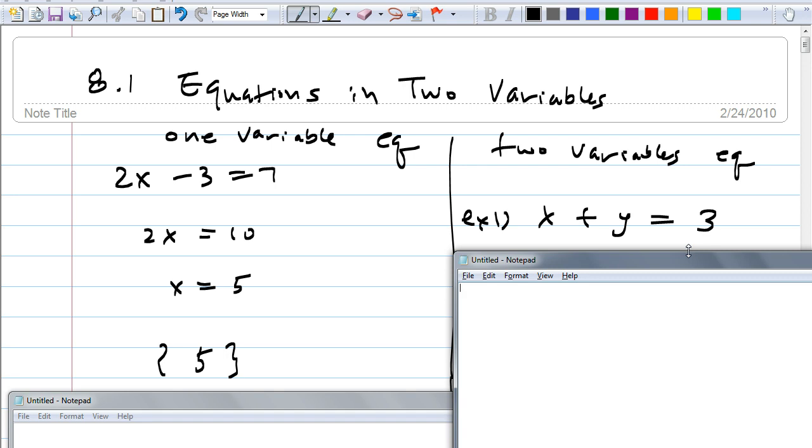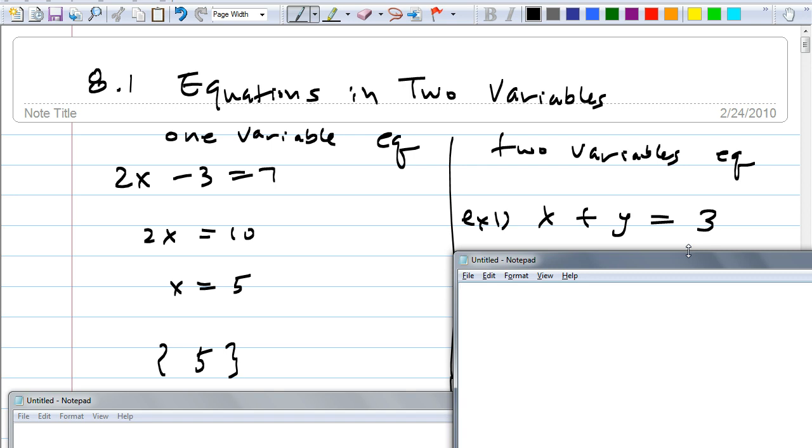So the solution for a two variable equation, you don't just get a number, you get an what? Ordered pairs, that's correct. You guys remember this from last year? The solution for this is an ordered pair, 0 comma 3. 0 meaning x has to be 0, 3 is the y. Can somebody give me another ordered pair that works for this one? 1 comma 2. 1 is the x coordinate, 2 is the y coordinate.